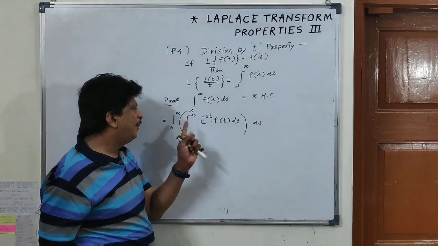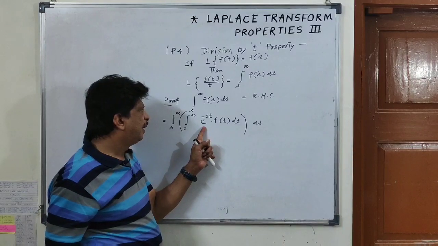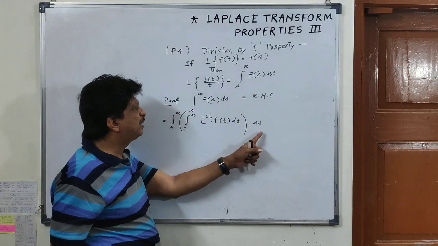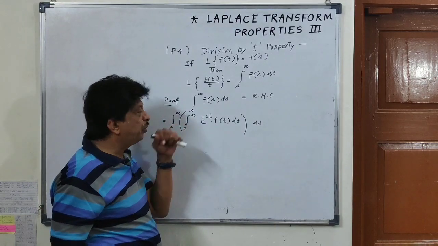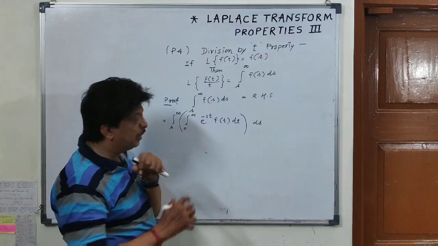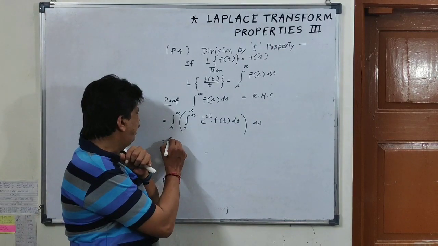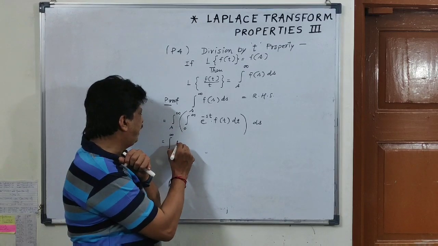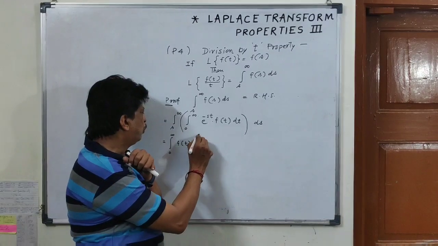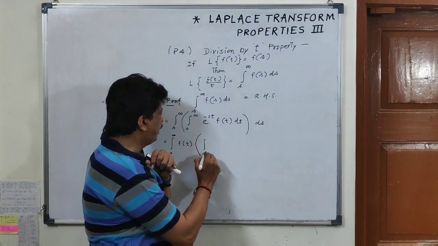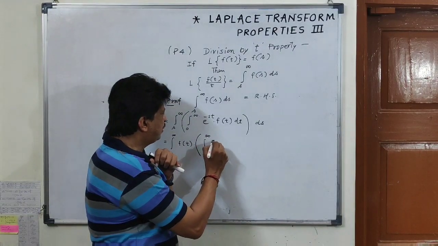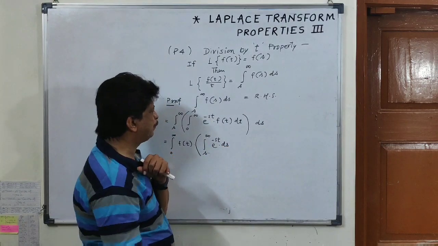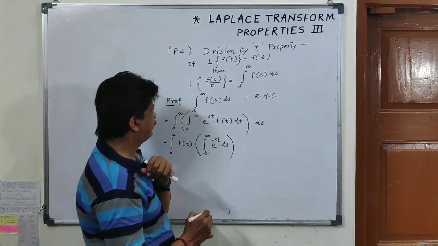The limits of t, they are from 0 to infinity. And limit of s, they are from s to infinity. I will interchange these limits. This is further equal to integral 0 to infinity f of t into integral s to infinity e raised to power minus st ds dt.